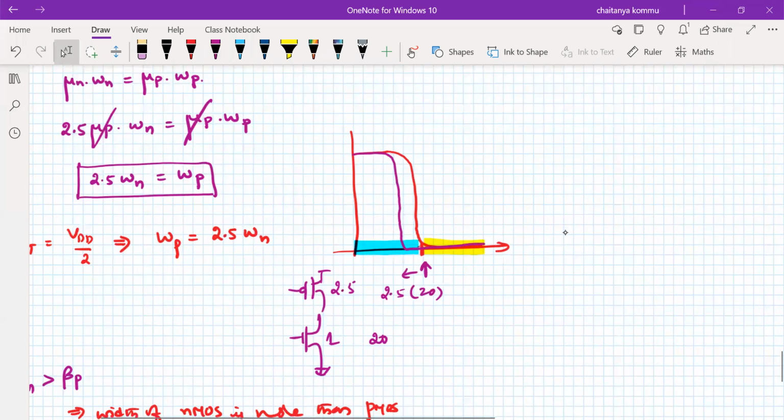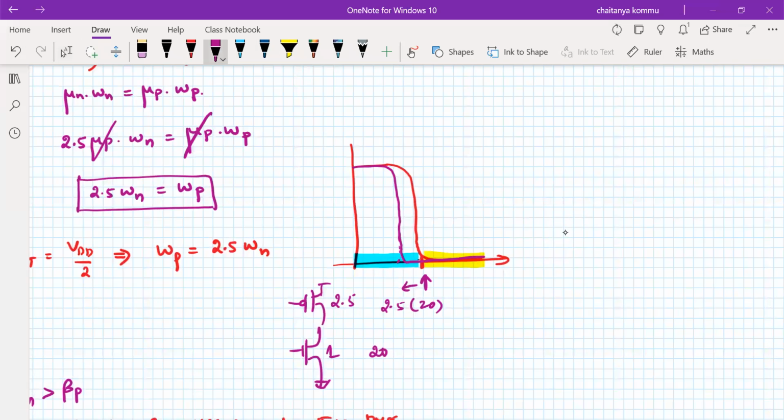So the trip point becomes this value now. It's not VDD by 2. Please observe, it is moved towards the ground side. What is the meaning of this statement now? The meaning is that the availability is only this much for the logic low value, but this much is available for a long duration for VDD. That's what we observe, because the trip point is moving towards the ground side.